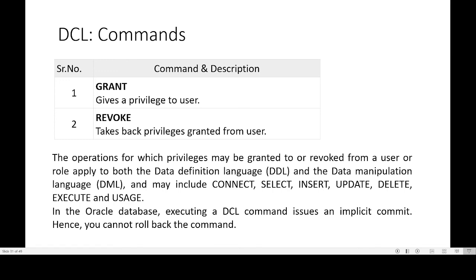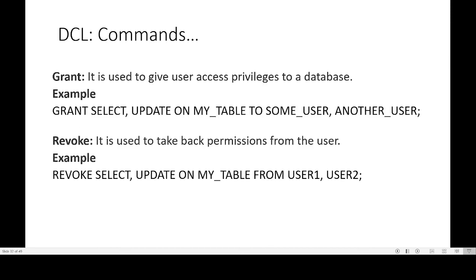The operations which may be granted or revoked from a user apply to both DDL and DML, and also include connect, select, insert, update, delete, execute and usage. But in an Oracle database, executing a DCL command issues an implicit commit, hence we cannot roll back the command in this Oracle database. So the DCL command grant is to give a particular user privilege to a database. The syntax is like grant select or update on my table, that is a table name, to some user or another user.